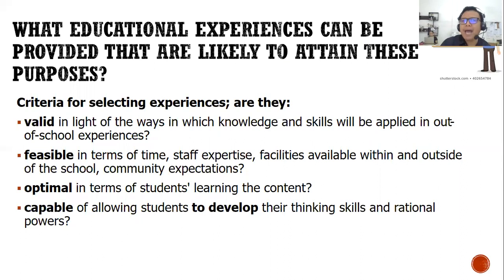Feasible in terms of time. Maybe you say it is good for 1 hour, but actually it is a 2-hour lesson. The staff expertise, facilities available within and outside of the school, and community expectations. Another word or term for feasible is possible. The feasibility or the possibility. And these components that we have to consider are time, the teacher's expertise, the facilities available inside and outside the classroom, and community expectations.